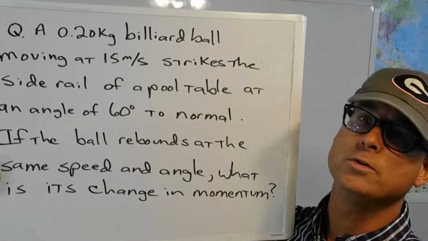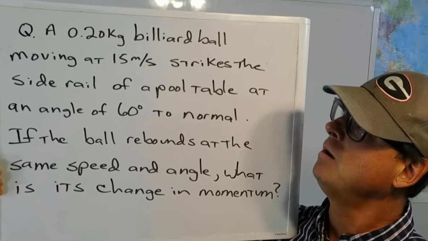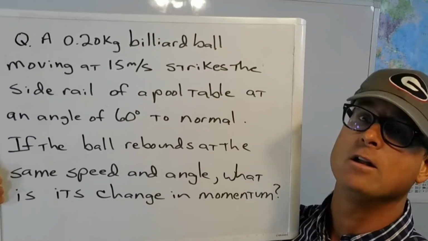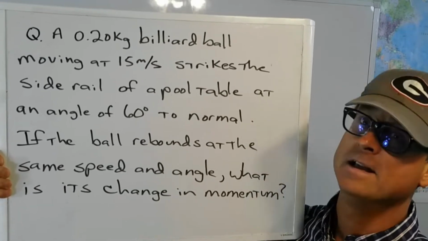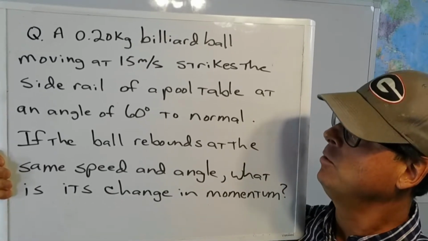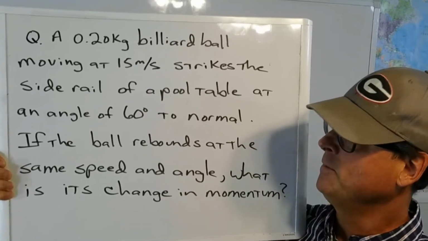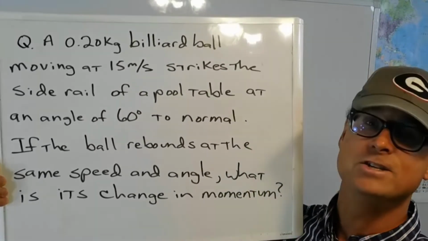A 0.20 kilogram billiard ball moving at 15 meters per second strikes the side rail of a pool table at an angle of 60 degrees to the normal. If the ball rebounds at the same speed and angle, what is its change in momentum?